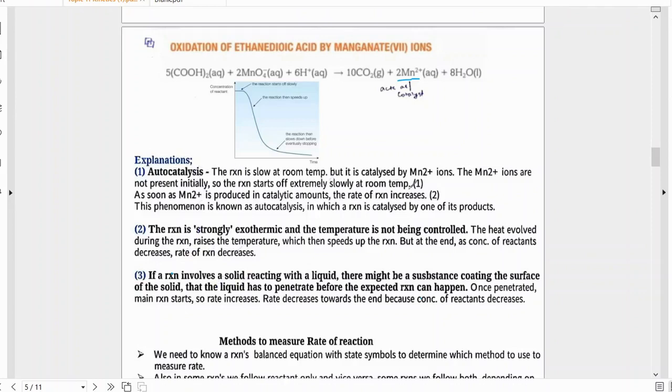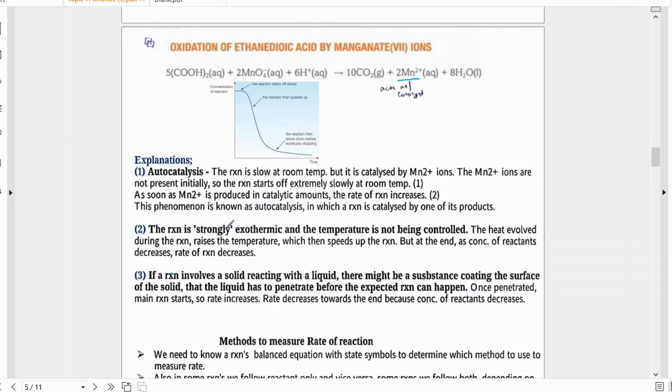Autocatalysis: the reaction is stored at room temperature. As soon as manganese 2 ions are formed, producing catalytic amounts, the rate of reaction increases and the gradient steepens. This phenomenon is known as autocatalysis, in which a reaction is catalyzed by one of its products. This is happening automatically. You're not having to add a catalyst. You're forming a catalyst automatically.